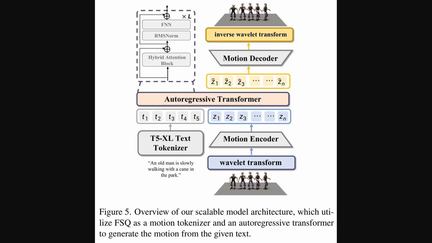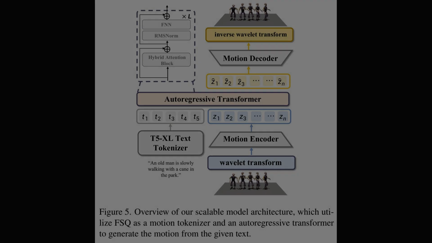So with this incredible dataset, the question is, how does the model actually learn from it? This diagram lays out the architecture. It's a two-stage process. On one side, a text description is broken down into tokens. On the other, the raw motion data is first smoothed out using a wavelet transform, which is a mathematical trick to reduce jitteriness. Both the text and motion tokens are then fed into an auto-regressive transformer. This is the core of the model, which learns to predict the next step in a motion sequence based on both the text and the previous movements.